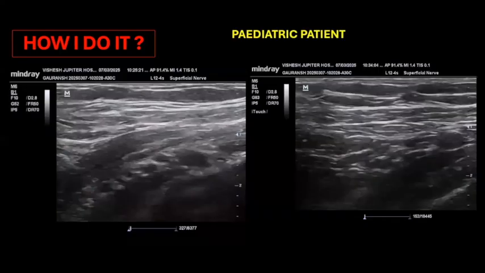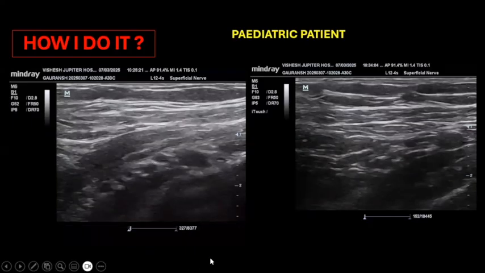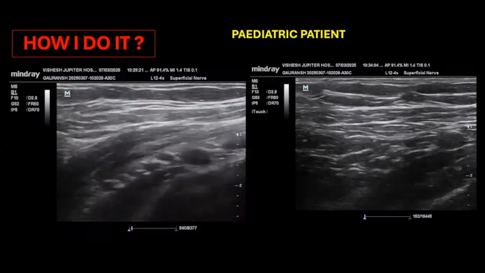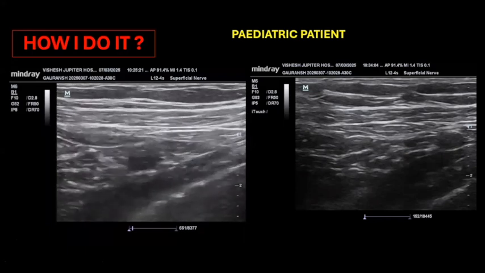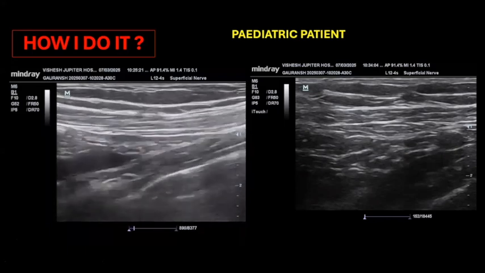First, we'll do the scout scan, and you can see this is the vein, this is the artery, and the whole of the plexus is lying in a linear fashion. This is the lateral cord, medial cord, and the posterior cord. You can see a distinct septum in between the lateral and the medial cord and the posterior cord. So the scout scan is done before going for the final procedure. Going medially to ensure the pleura and the lung.